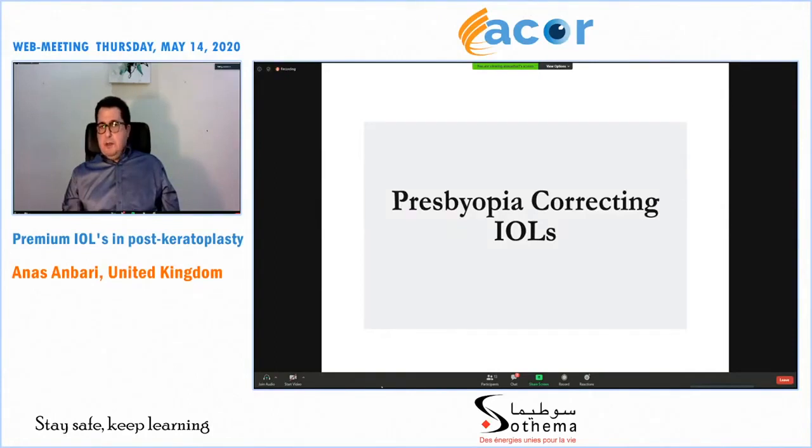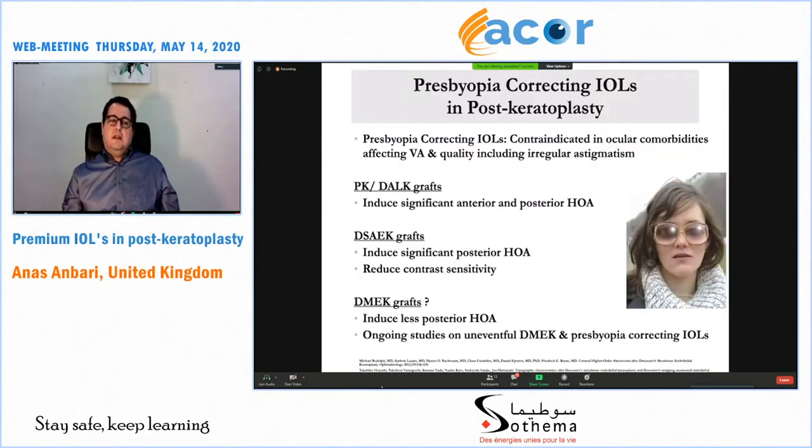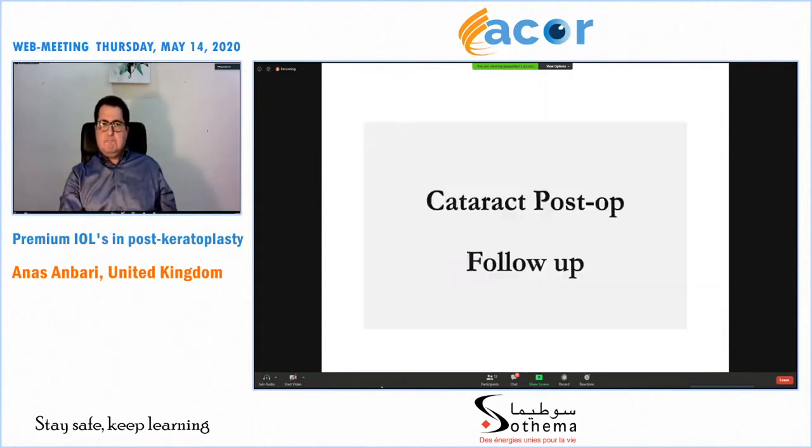Is there a role for presbyopia-correcting IOLs in post-keratoplasty? It is contraindicated in PK and DALK because PK and DALK grafts induce significant anterior and posterior high order aberration. And it is contraindicated in DSAEK as well because DSAEK grafts induce significant high order aberration and reduce contrast sensitivity. DMEK grafts induce less posterior high order aberration, and there are ongoing studies on uneventful DMEK with presbyopia-correcting IOLs.